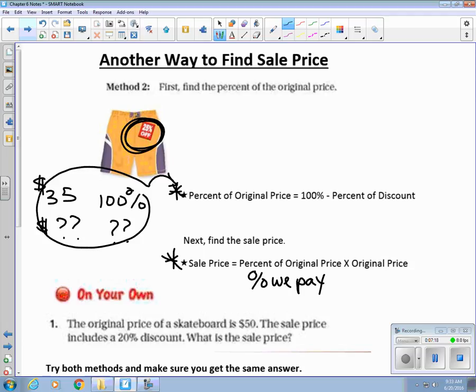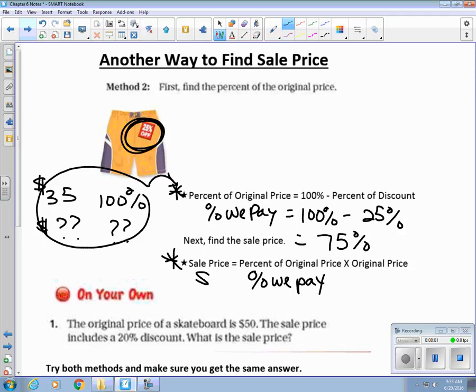So the percent of the original, let's call it this part down here, the percent we pay, is equal to the 100% if we paid the whole price, but we're not. We're going to discount it, so we're not going to pay 25%. So we're going to get rid of that 25%, which means what we are going to pay is 100 minus 25, which is 75%. So we're going to pay 75% of the original price, okay? Which makes sense because it's less than 100%, which means we're going to pay less than the whole thing.